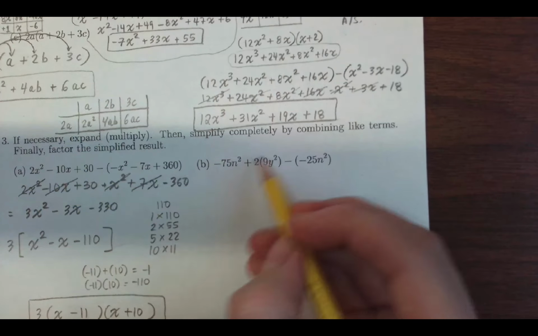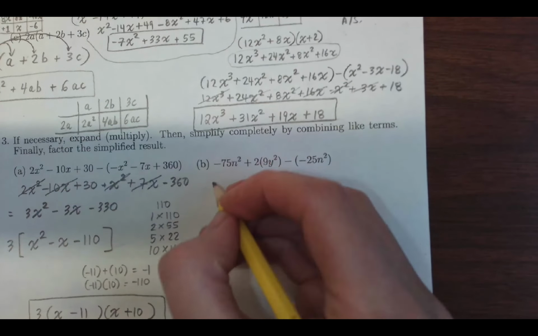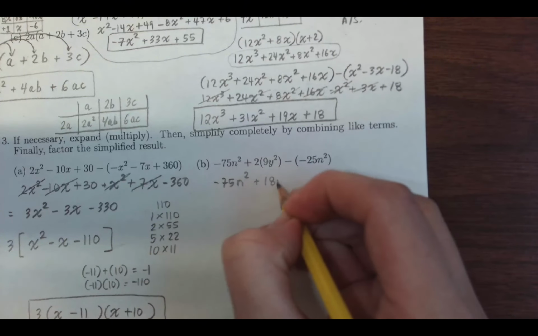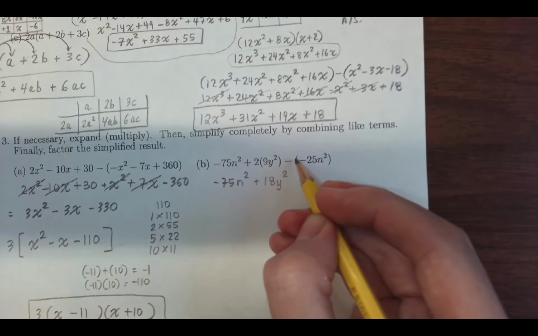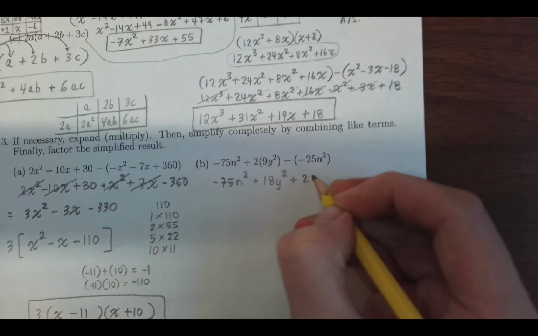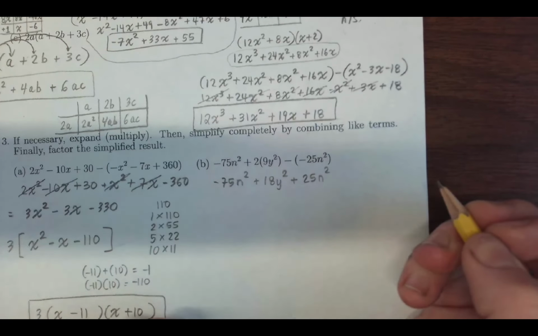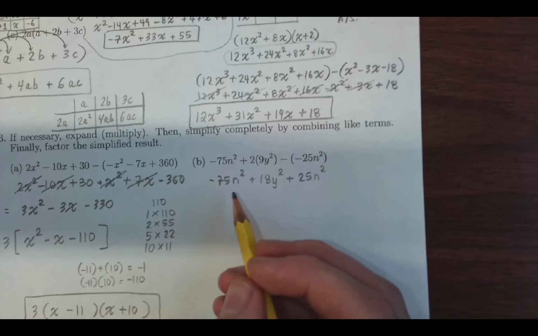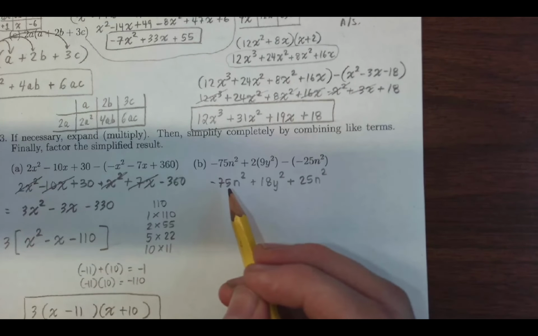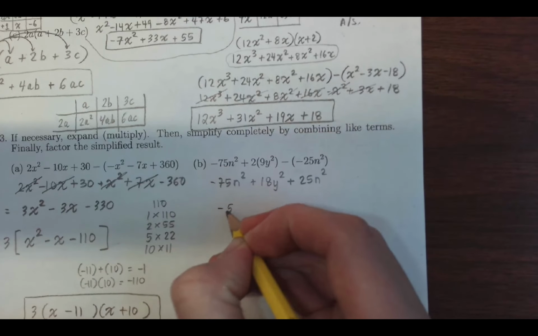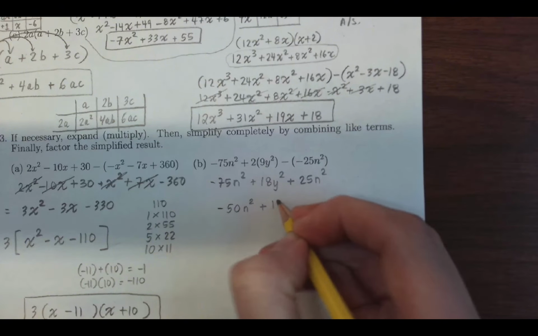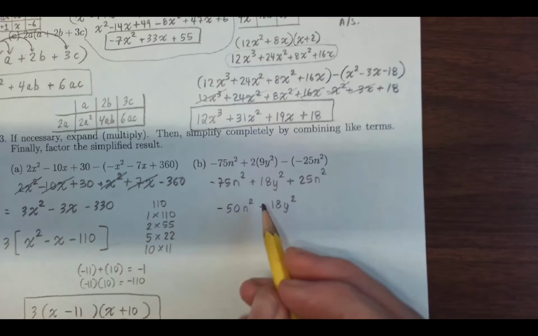Here, it says, if necessary, expand. So I can see I actually have to do some expanding here. So negative 75n squared plus 18y squared. Taking away a negative is adding. So basically, now I can combine like terms. Negative 50n squared plus 18y squared. Well, how does this help me?